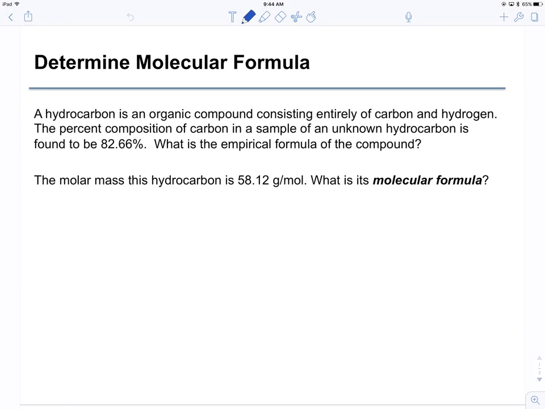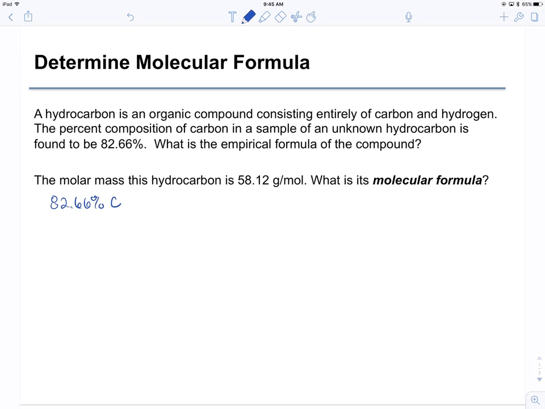Hi everyone. In this solved problem, we're going to be determining a molecular and empirical formula from percent composition data. So we have to see what's given here. We know that 82.66% of my compound is carbon, and that's really all that's given. We're asked for the empirical formula and then, given a molar mass, what is the molecular formula?